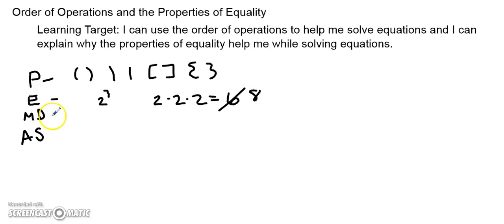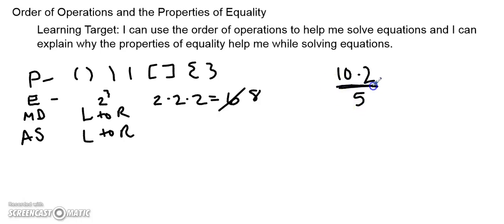Okay, I put multiplication and division on the same level because we always do multiplication in order from left to right if there's more than one set of multiplication or division in a problem. The same with adding and subtraction. We always go from left to right. So let's talk about this problem right here. 10 times 2 divided by 5.